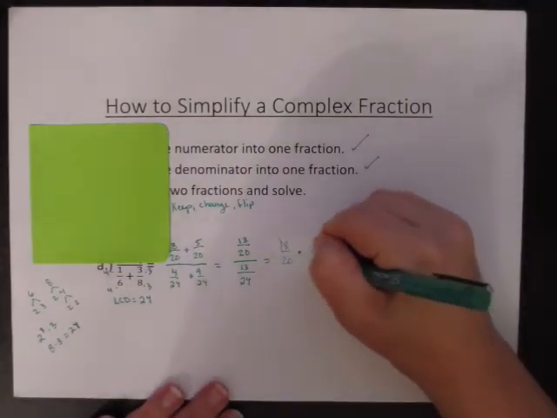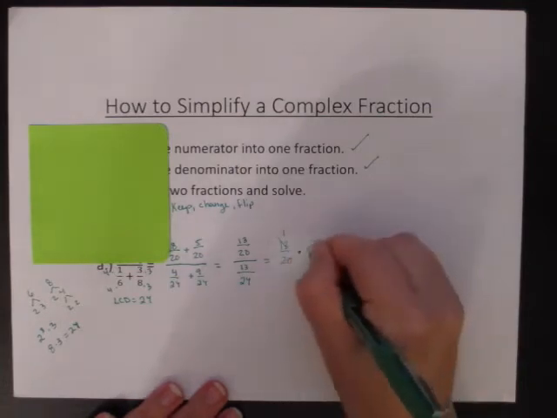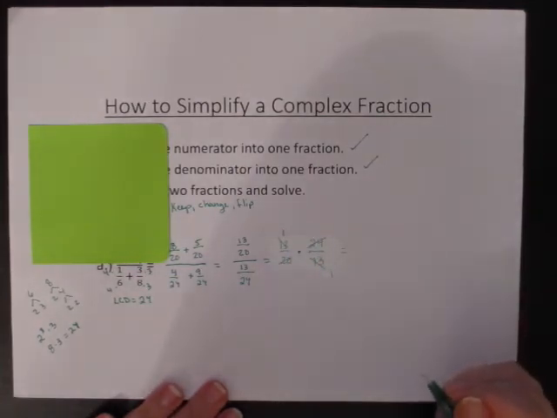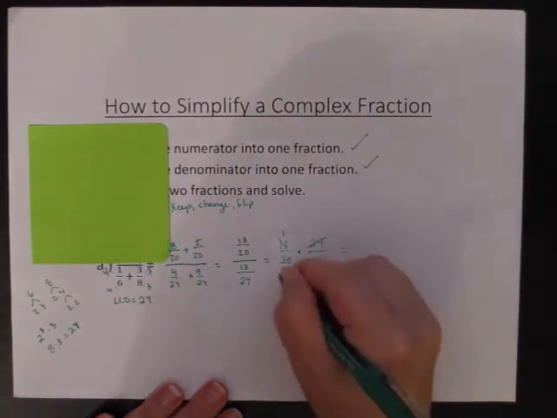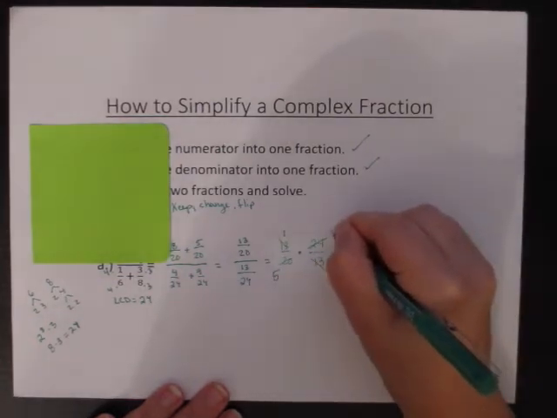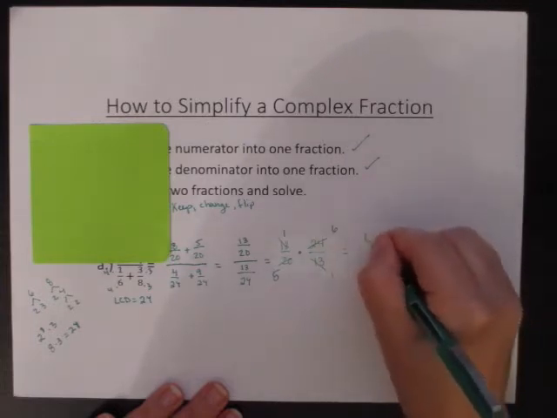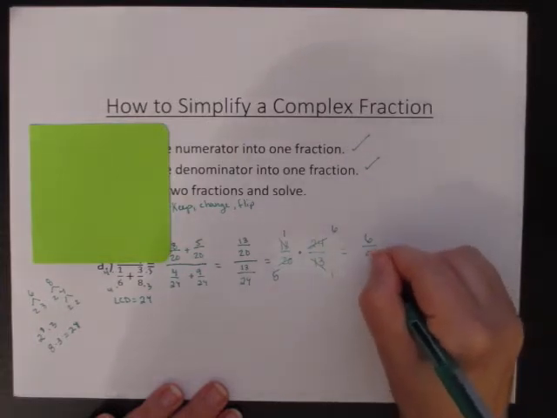So the 13s from top to bottom will cancel out, leaving me with 1. And the 20 and the 24, what will go into both of those is 4. So 20 divided by 4 is going to leave me with a 5, and 24 divided by 4 will leave me with a 6. So 1 times 6 is 6. 5 times 1 is 5.